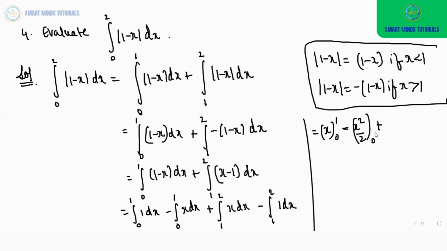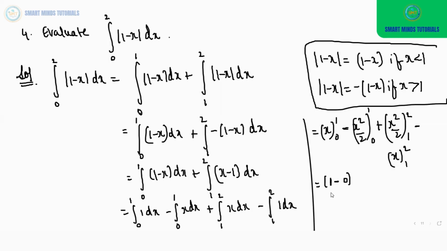Here also apply the limit 0 to 1. Now what is integral x dx? X square by 2 from 1 to 2. Minus, what is integral 1 dx? X from 1 to 2. Now slowly I am applying the limits. You just see how I am applying. Here x is there. In the place of x, first I take upper limit minus lower limit. So upper limit is 1 minus lower limit is 0.